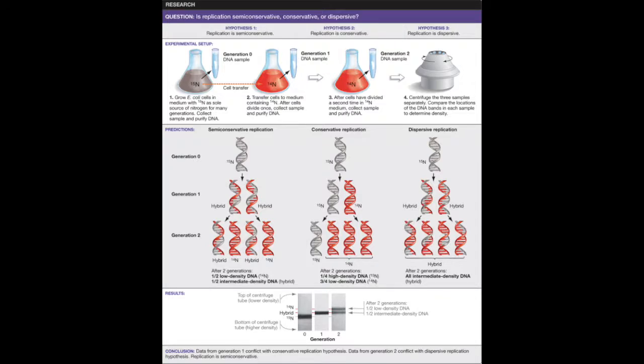Finally, all three samples were centrifuged separately, and the locations of the distinct DNA bands were compared in each sample to determine their respective densities.